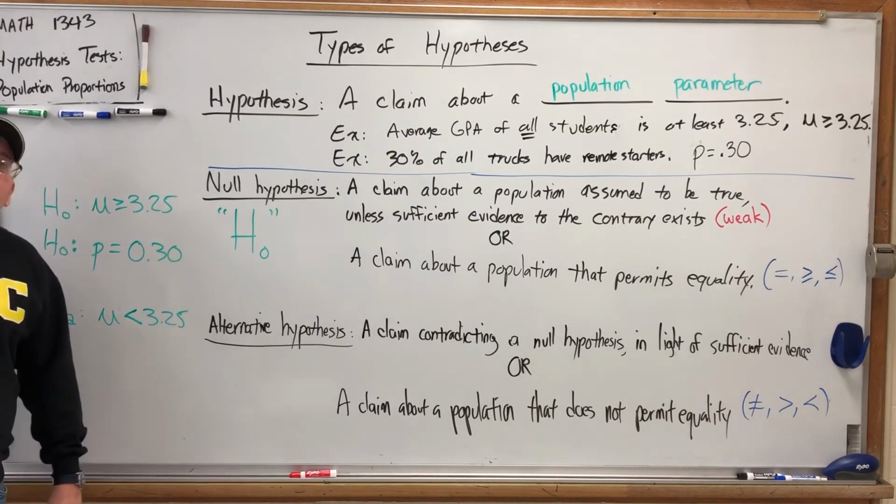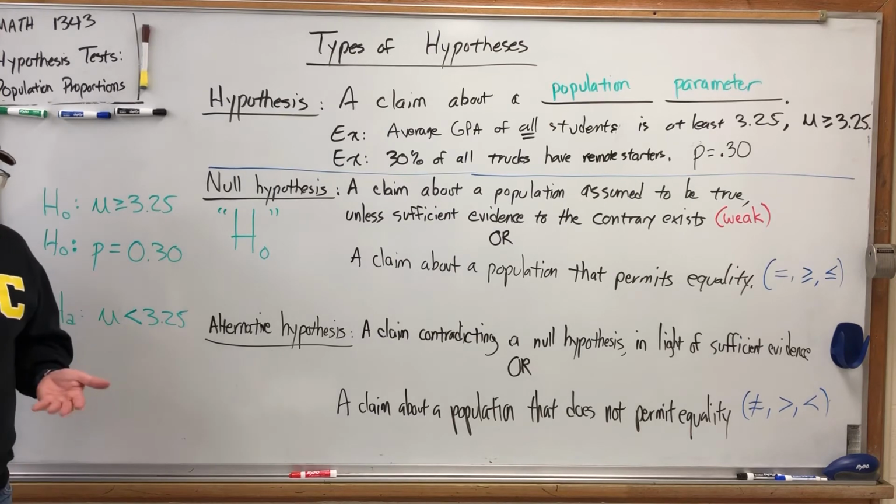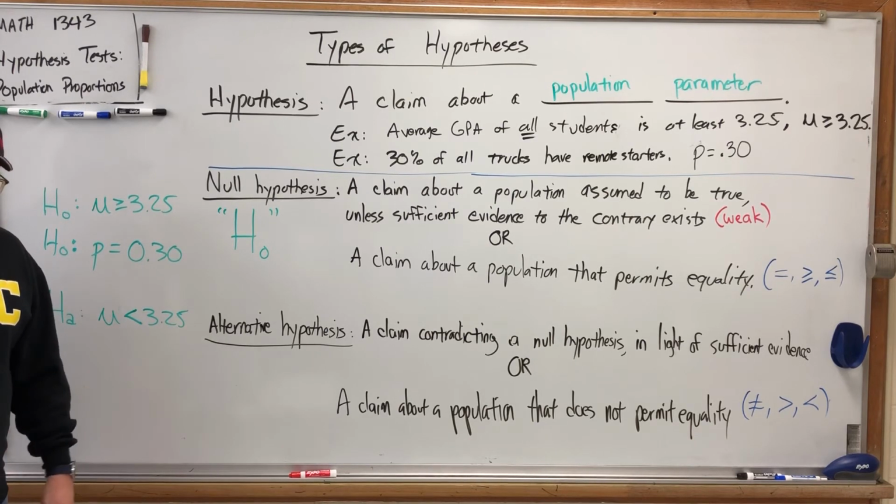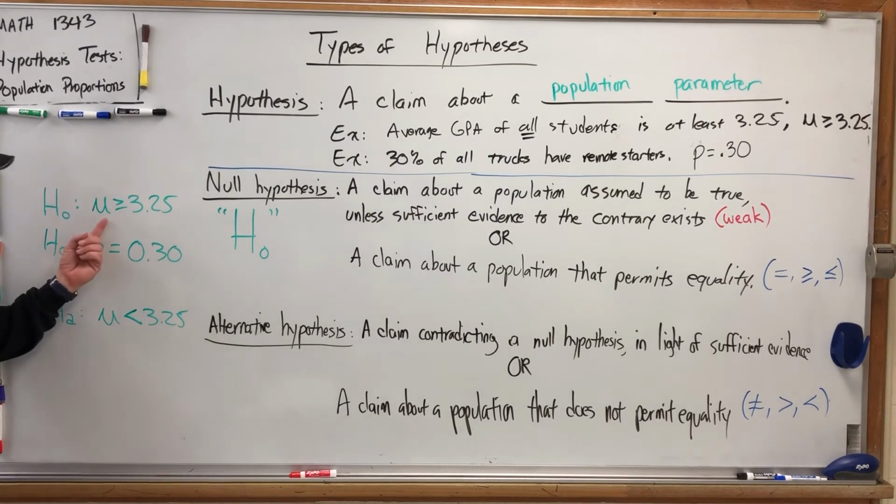Think of it this way. When you have a pair of hypotheses, and they always occur in pairs, they're a valid pair if the truth of one of them guarantees the other one must be false. In other words, if mu is at least 3.25, then it can't be less than 3.25, and vice versa. If mu is less than 3.25, then it can't be at least 3.25.